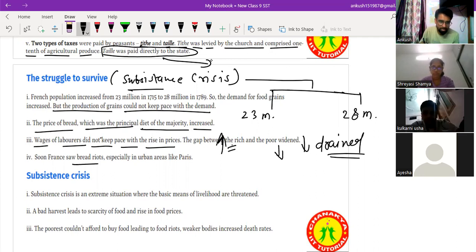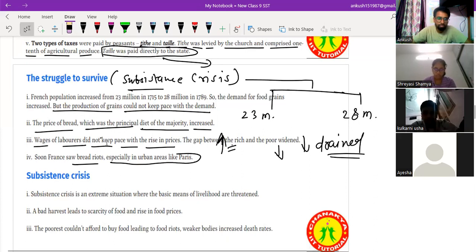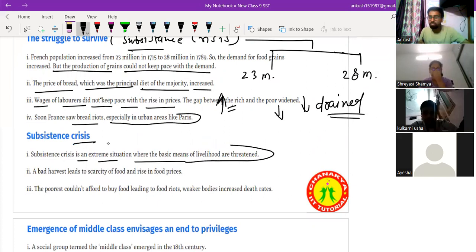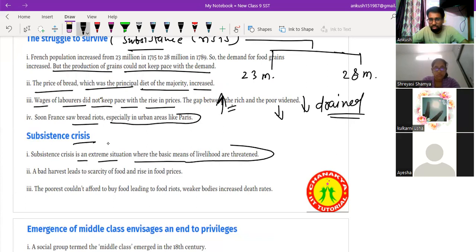Soon France saw bread riots, especially in urban areas like Paris. Even in urban areas like Paris, people started to fight for bread and they started to riot. Here, a subsistence crisis is an extreme situation where the basic means of livelihood are threatened. If you take the example of water, and you come to know that from tomorrow there would be no water in your tap, what would be the situation? Definitely, you will come out on the street. You will ask the officials why the water is not being provided to us from tomorrow, isn't it? That is a survival situation.